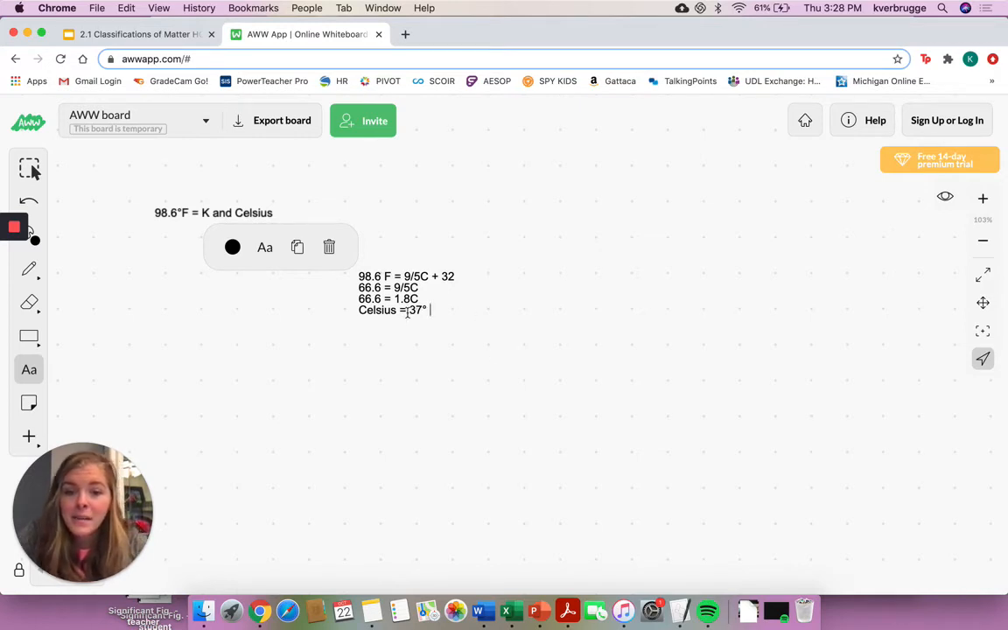So Celsius is going to be 37 degrees Celsius. Then to find our Kelvin, we're going to use our formula: Kelvin equals Celsius plus 273.15. All we need to do is 37 plus 273.15 to find that Kelvin equals 310.15. And Kelvin actually doesn't use degrees, it's just Kelvin. Okay, so that's how we're going to solve that first problem.